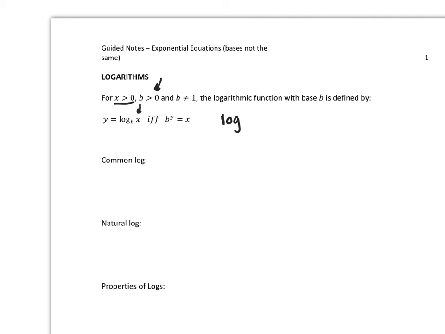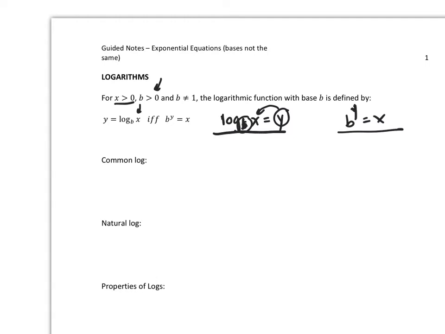Log base b of x equals y if and only if you can rewrite this as b to the y equals x. This is logarithmic form, this is exponential form. They're equal. Logarithms and exponentials are inverses of each other. And so we went from log to b to the y equals x.